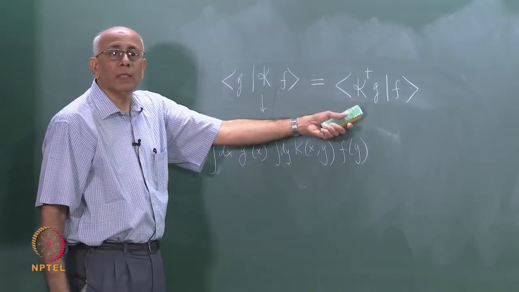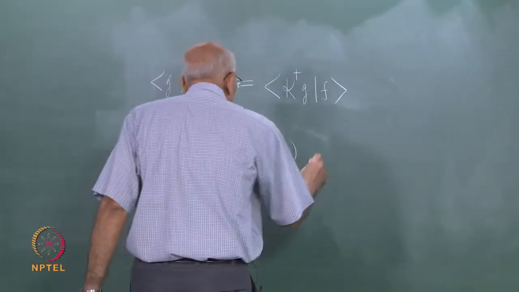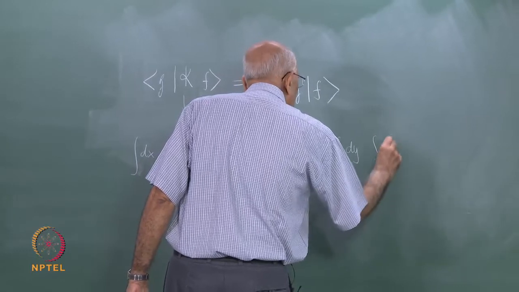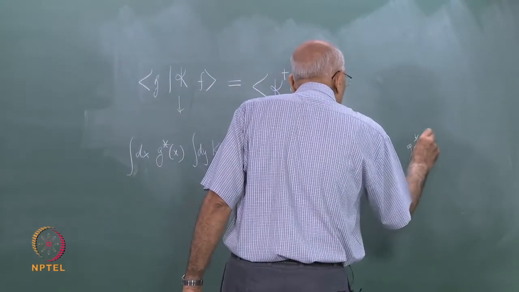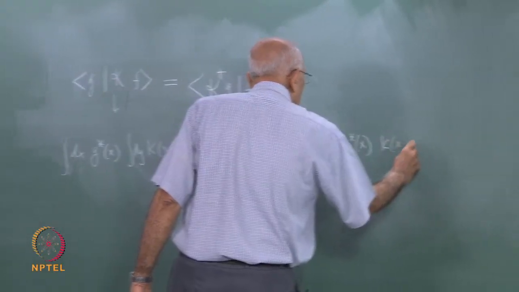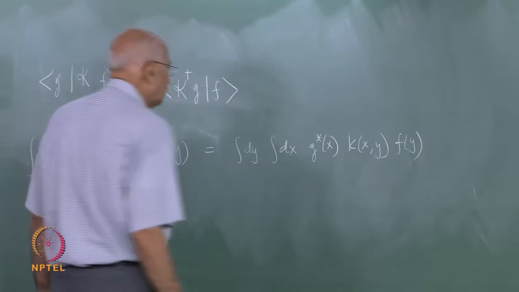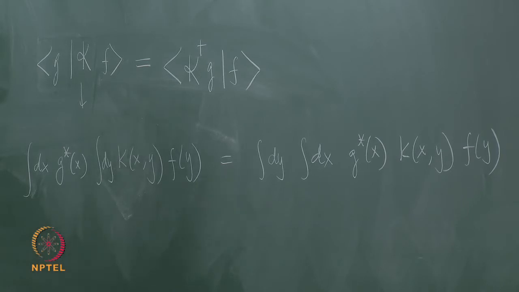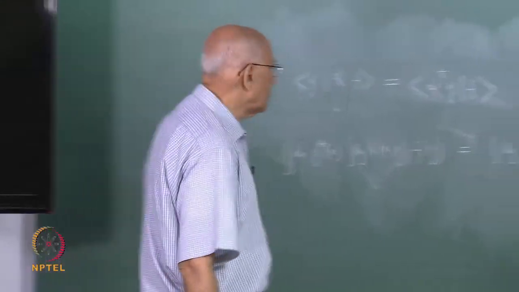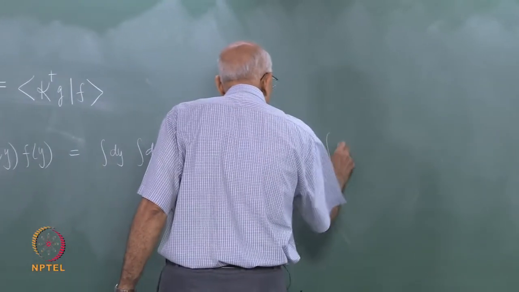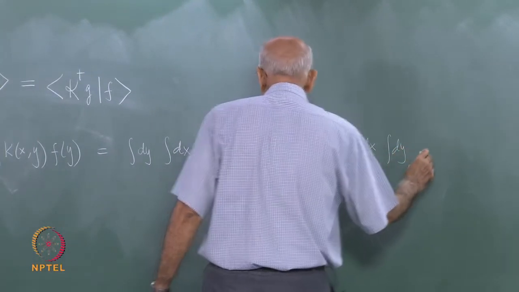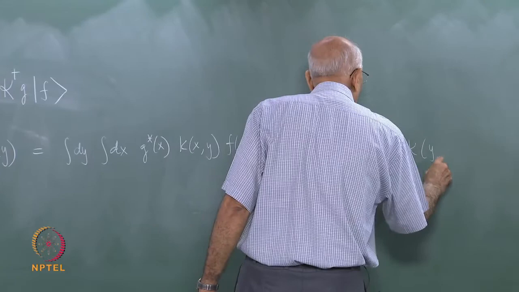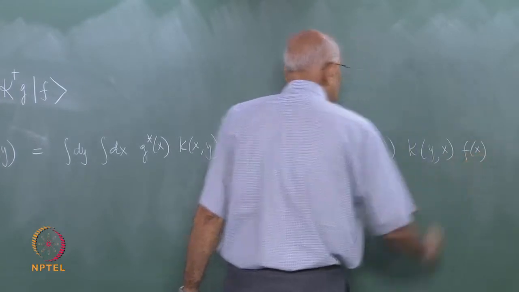I need to be able to write it in this form. So what do I do? The first thing I do is to interchange the order of integration. So I get integral dy, integral dx g star of x k of x comma y f of y. That is the first step. Next let us exchange the labels x and y. So this becomes equal to integral dx integral dy g star of y k of y comma x f of x.